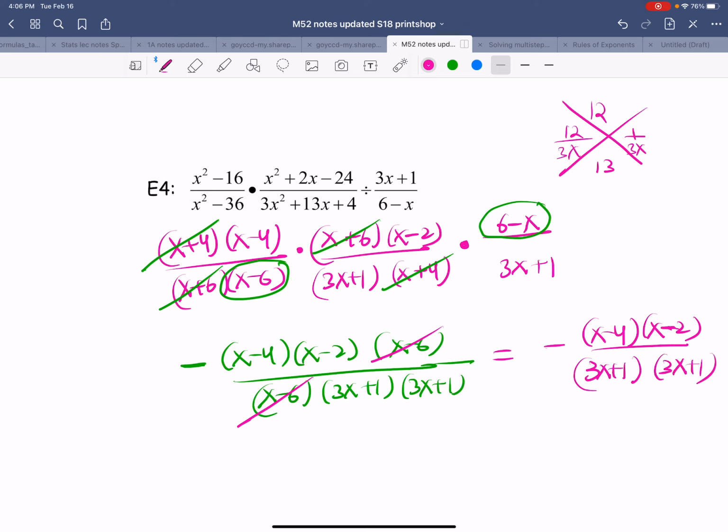Now, if you really prefer, you can go ahead and... there's a small mistake over here. For this one, it is going to be x minus 4. Please fix it. This is going to be x minus 4. This is going to be x minus 4. If you prefer, you can FOIL these out, but there's no need to FOIL. Now, you can leave your answer as x minus 4 squared and 3x plus 1 squared.